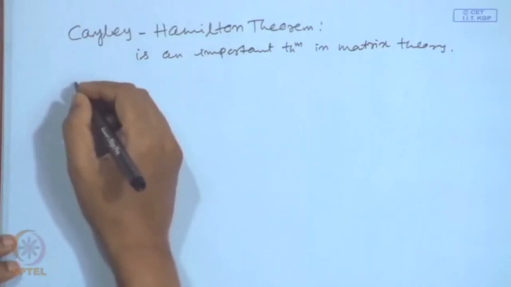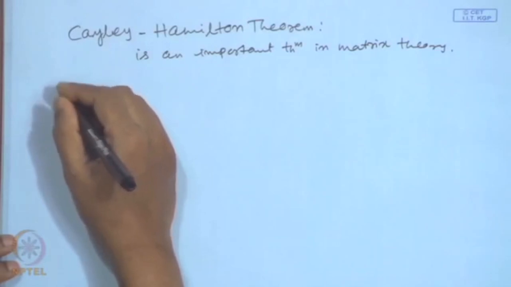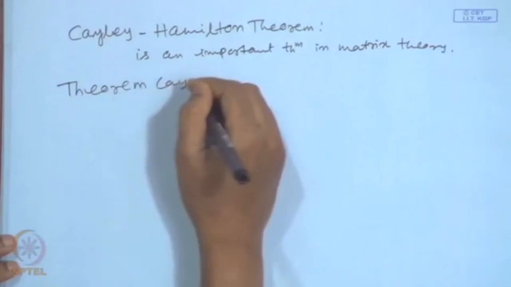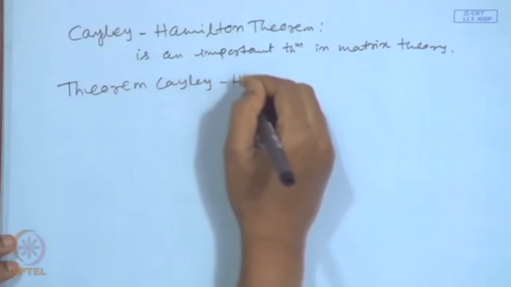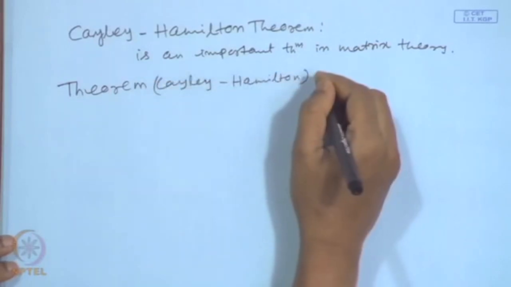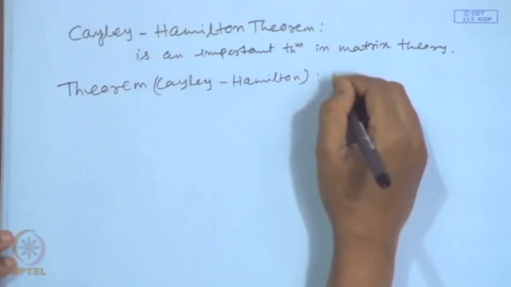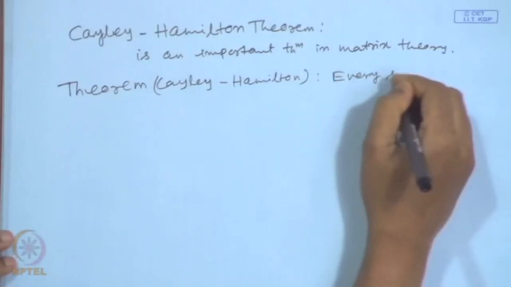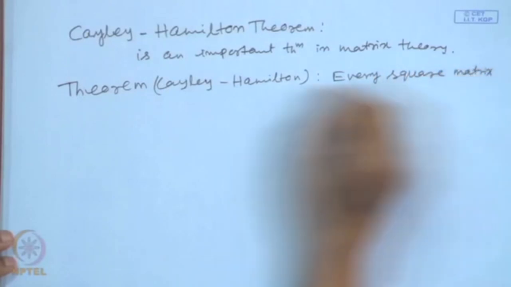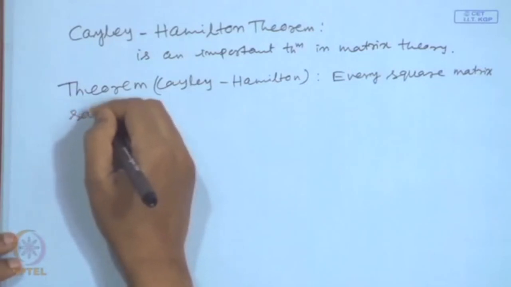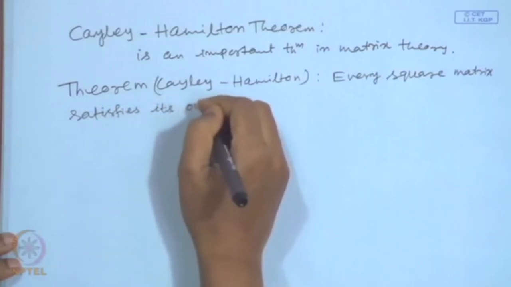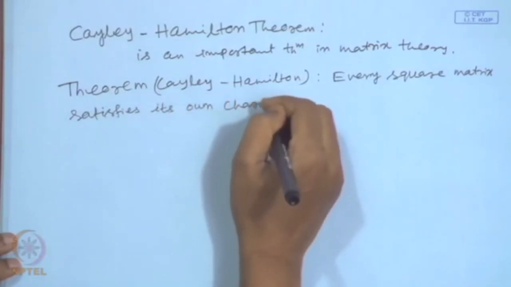This is an important theorem. So, this Cayley-Hamilton theorem states like this: every square matrix satisfies its own characteristic equation.